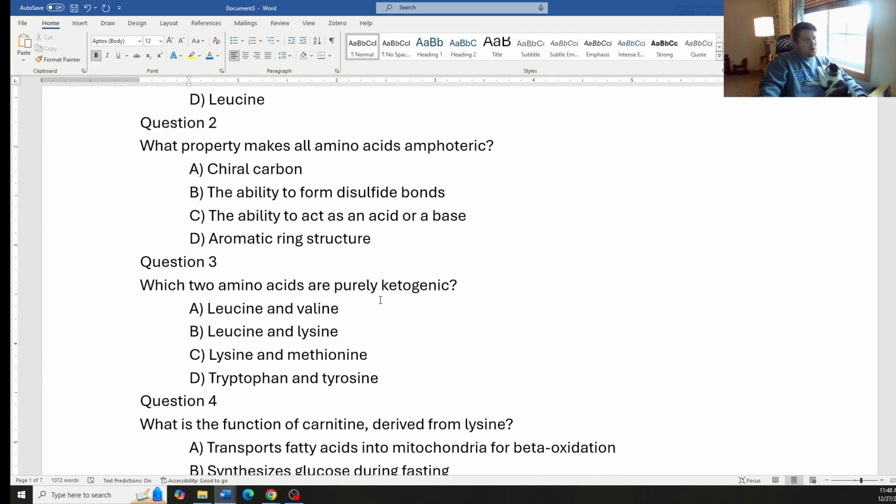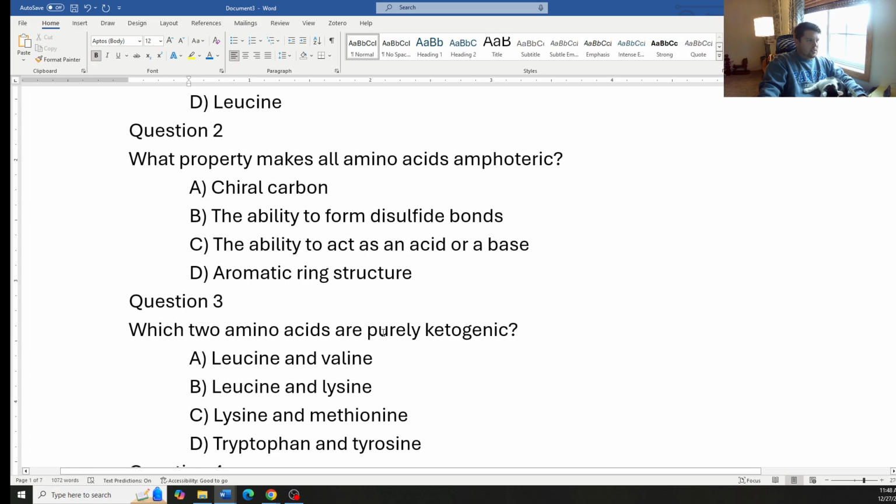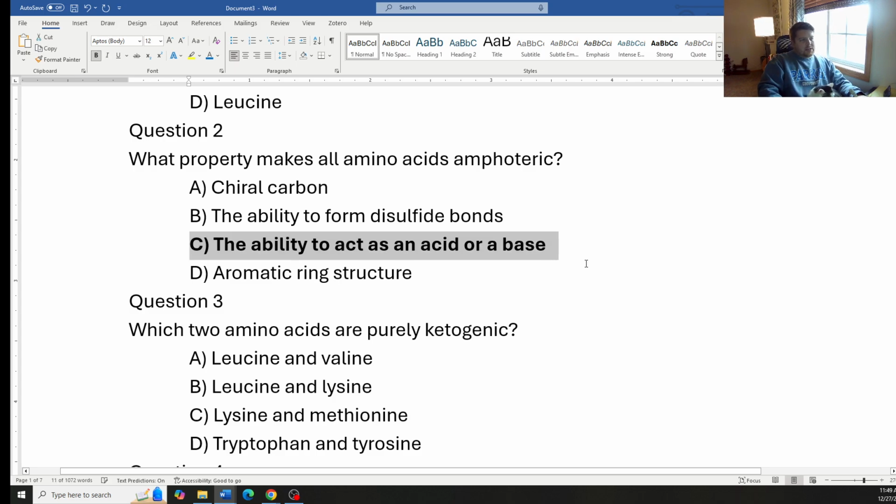Next, question 2. What property makes all amino acids amphoteric? The fact that they have a chiral carbon, the ability to form disulfide bonds, the ability to act as an acid or a base, or the aromatic ring structure? The answer to this one is going to be the ability to act as an acid or a base.